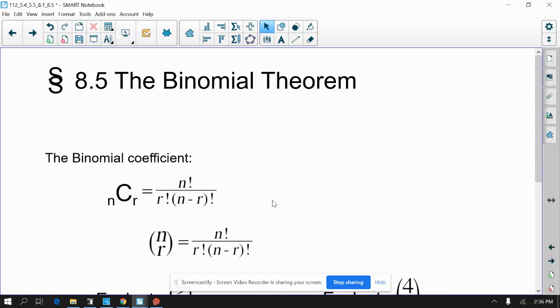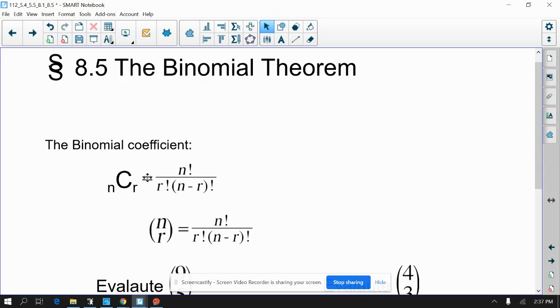Hello. So our final lecture here on section 8.5, this is on what's called the binomial theorem. And the main purpose of the binomial theorem is to expand a binomial that's being raised to a certain power. And we use something called binomial coefficients. So let's start with that.